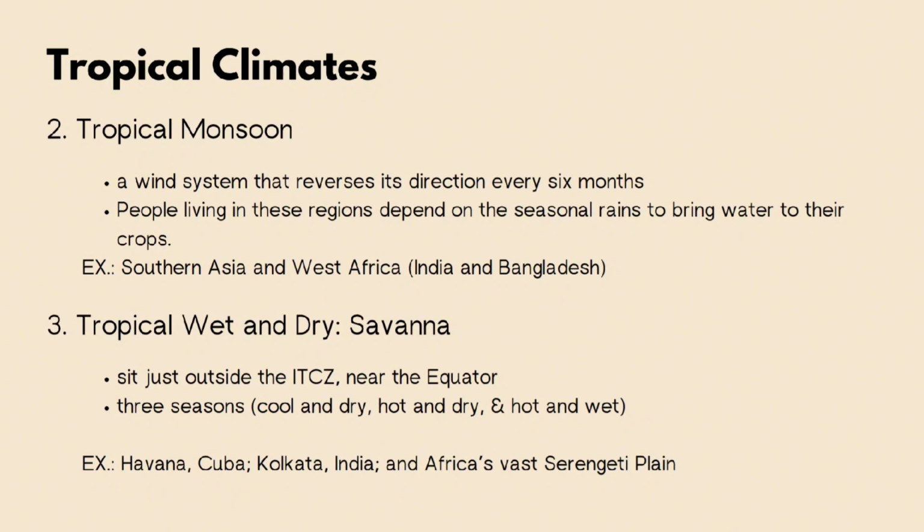Tropical wet and dry climates sit just outside the ITCZ near the equator. They have 3 seasons. One season is cool and dry when the warm, moist ITCZ is in the opposite hemisphere. Another season is hot and dry as the ITCZ approaches, and the last season is hot and wet as the ITCZ arrives and the region experiences months as a tropical wet climate. Havana, Cuba, Calcutta, India, and Africa's vast Serengeti Plain are in the wet and dry tropics.